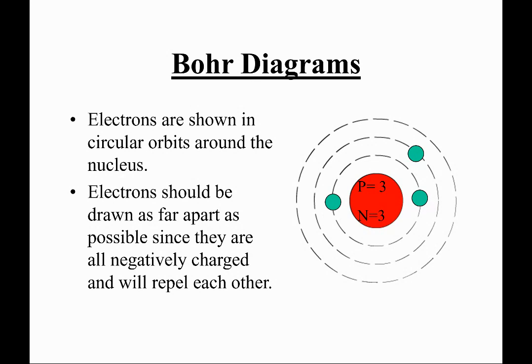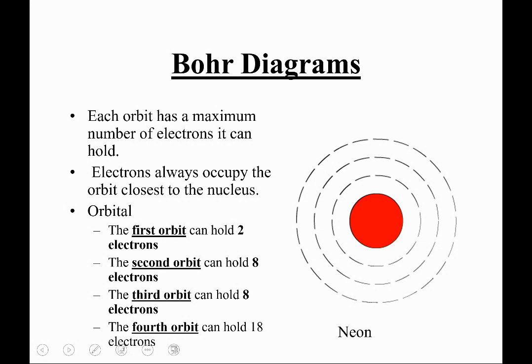You should draw your electrons as far apart as possible since they're negatively charged and do repel each other. Now, I'm going to show you a little bit different way of doing it than that. It's true in the first orbit, they should be apart, but they tend to pair up in other ones. Each orbit has a maximum number of electrons it can hold, and I just memorized 2, 8, 8, 18, because you're never going to need to use more than 4 orbits, not in grade 9, 10, 11 chemistry. Electrons will always occupy the orbit closest to the nucleus, so you fill them first.